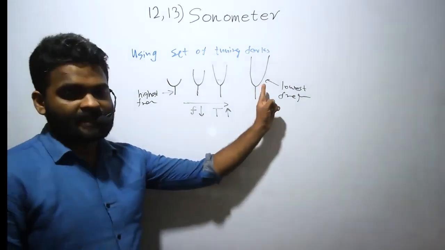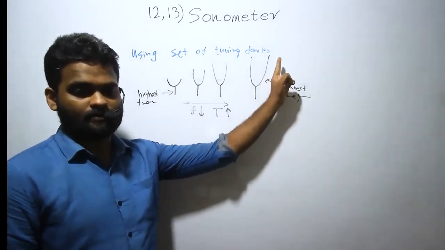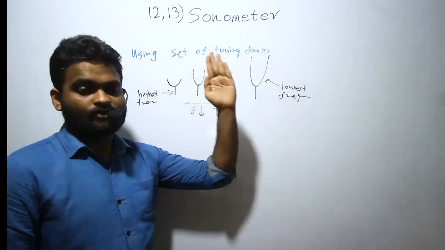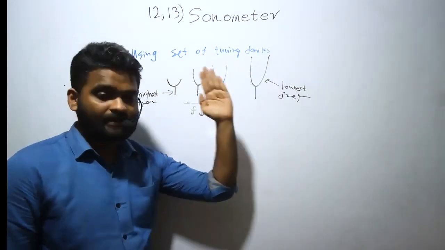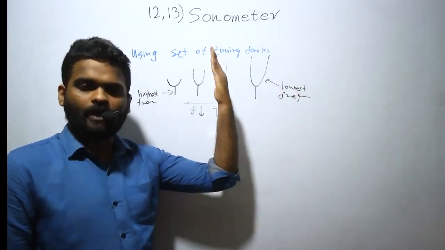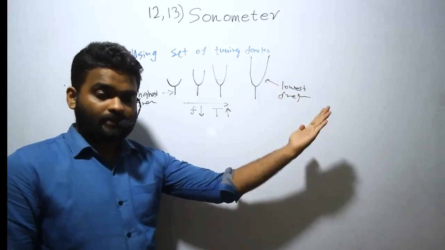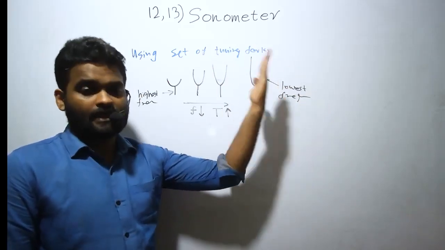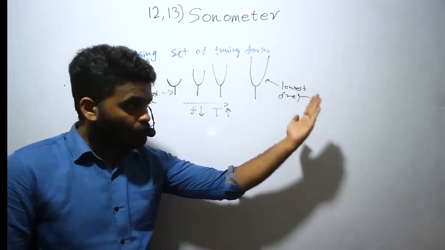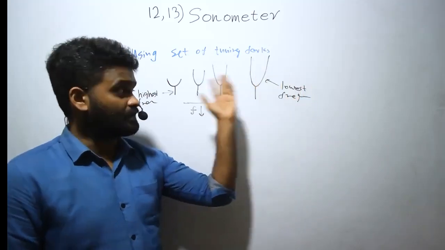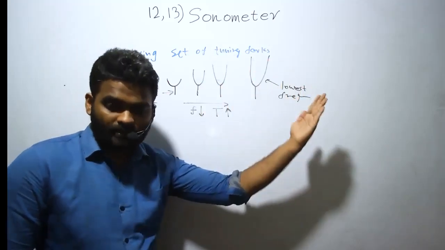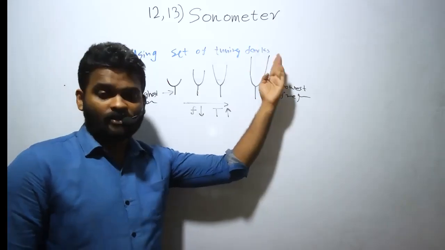So this has the lengthiest prongs, right? If they are lengthier, what happens? When they vibrate, it is difficult to vibrate, right? So what happens? Time period is larger. It takes a long time to complete, not a long time compared to this. It takes a long time to complete one oscillation of the prong.